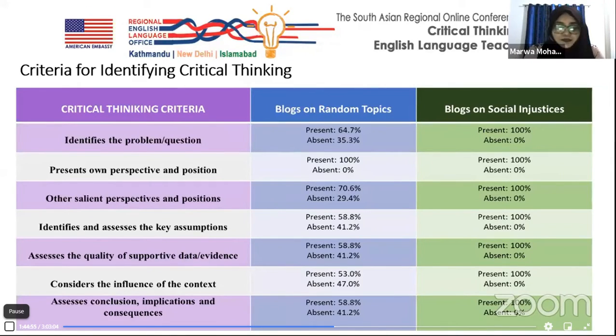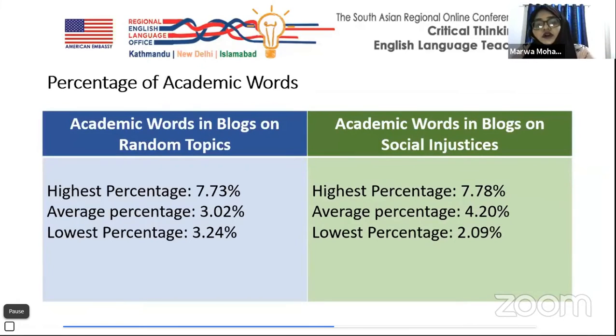And of course there were implications. Now, academic words also had the highest percentage, and the lowest percentages were almost the same on both types of blogs. You can see the numbers are quite the same. But what is interesting here is the average percentage. On random topics, the average percentage was 3.02, that means 3%, and the average percentage for social injustice related blogs was quite high, 4.2, although there is no significant difference, but still it is a little higher.